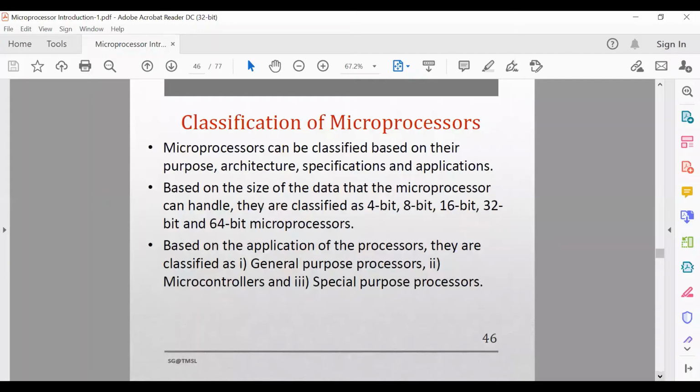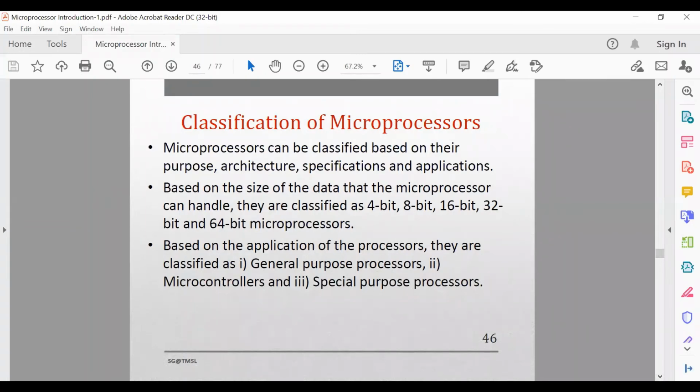Now the classification of microprocessors. Basically it is classified based on their specification, their application, as well as the architecture. Based on the size of the data that the microprocessor can handle, they are also classified as 4-bit, 8-bit, 16-bit, or more than 16-bit microprocessors. And based on the application of the processor, they are classified into 3 categories: general purpose processors, microcontrollers, and special purpose processors.